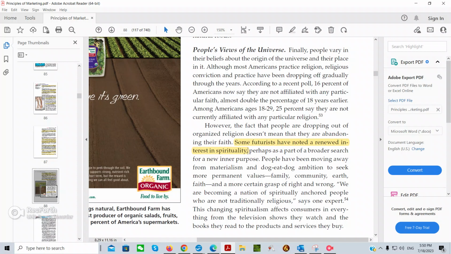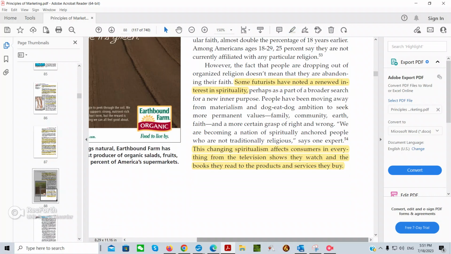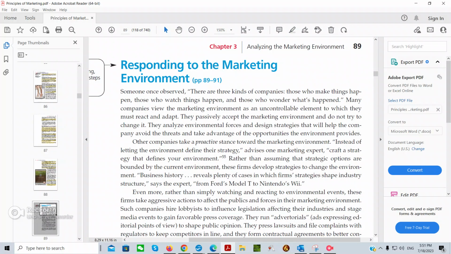This changing spiritualism affects consumers in everything from the television shows they watch, the books they read, the products and services they buy, which is powerful marketing data. This pretty much tells you everything you need to know.